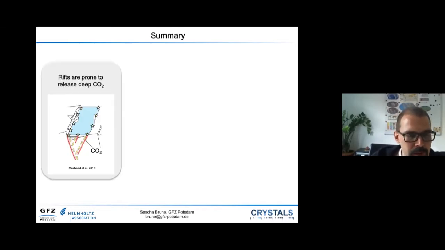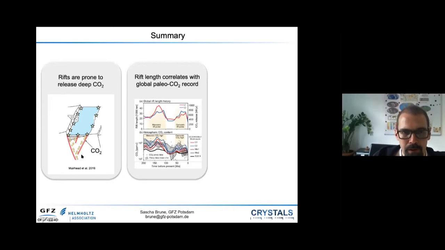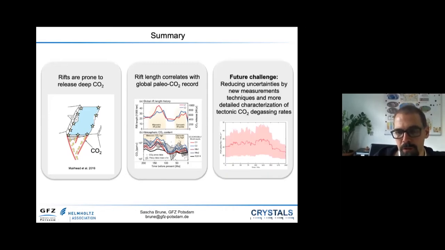So to summarize, rifts are prone to release deep CO2. This is related to the positive feedback between faults, fluids, and volatiles. Rift length correlates to some degree with the global paleo-CO2 record, which gives an indication that rifts might have a much stronger role in CO2 release than was previously thought. And the future challenge is to reduce these ugly uncertainties and bring them to a level where we can actually start interpreting the small wiggles and the temporal evolution of individual components of the carbon cycle. And with that, I'd like to finish and thank you for your attention. I'm happy to answer questions.